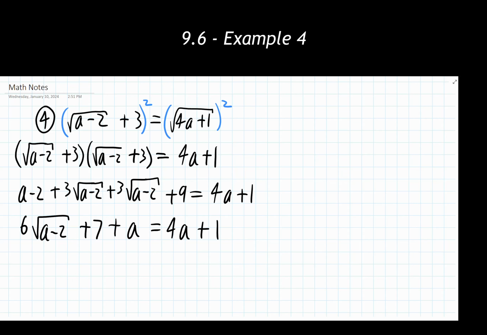I'm looking at the third step, and we have two possibilities. Radicals remain somewhere in your equation, which we do have right here.